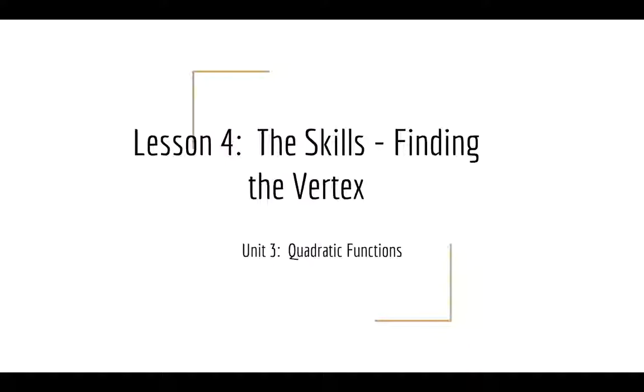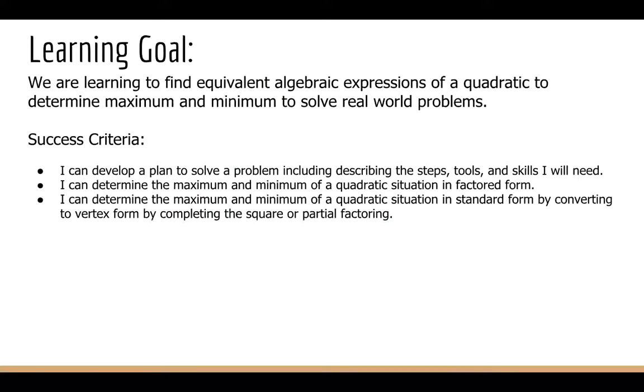And so here we're going to be doing the skill of finding the vertex. The focus of this lesson will be on completing the square, but it's important to understand that the goal isn't to complete the square. The goal is to find the vertex. And so that's why when we look at the success criteria, finding the maximum minimum is what we're actually asked to be able to do.